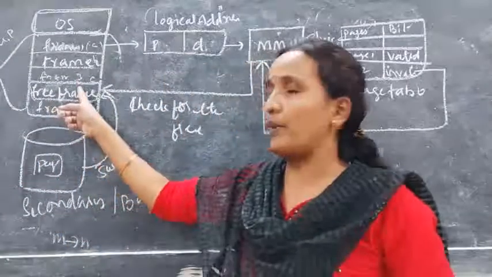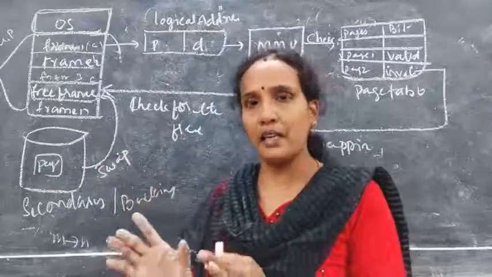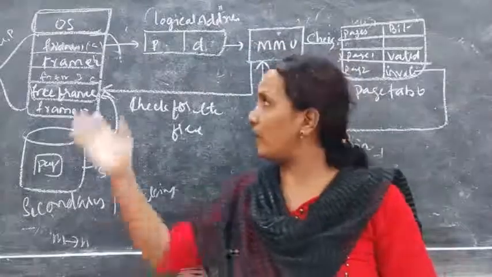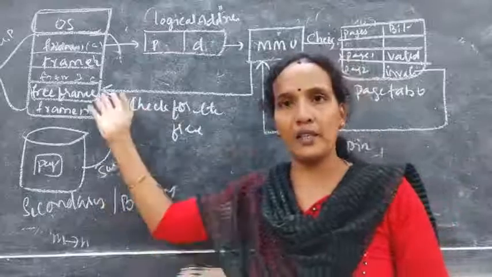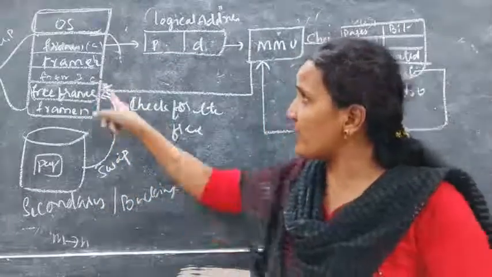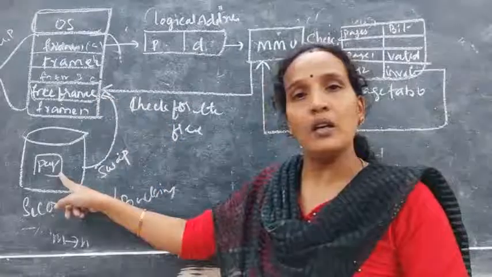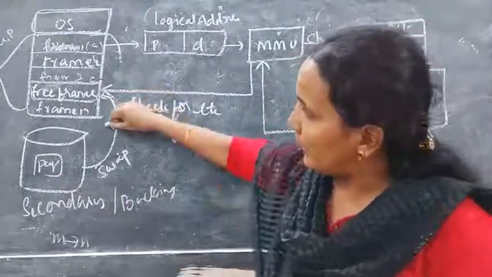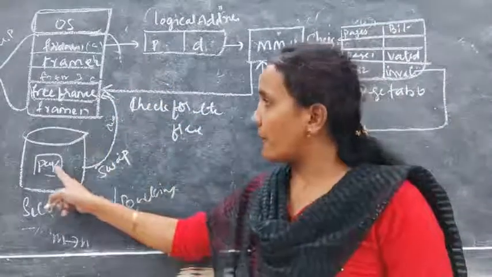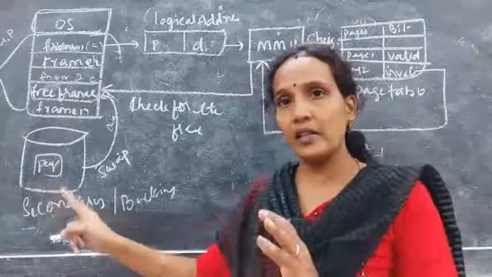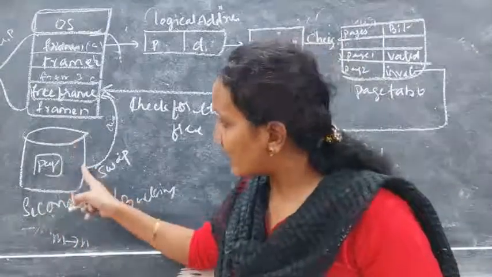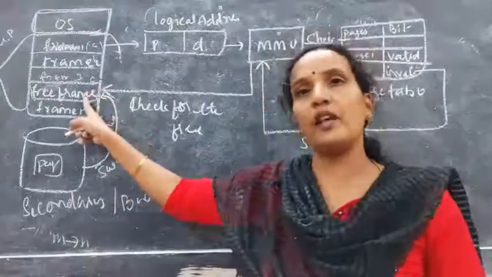Whether that particular frame is free or not. If it is free, then only you can load the pages into the frames. So if it is free, next it will go to the secondary memory. Again here it will check whether the page exists in the secondary memory or not. If the page is there, it will swap the page from the secondary memory to the main memory for the execution.